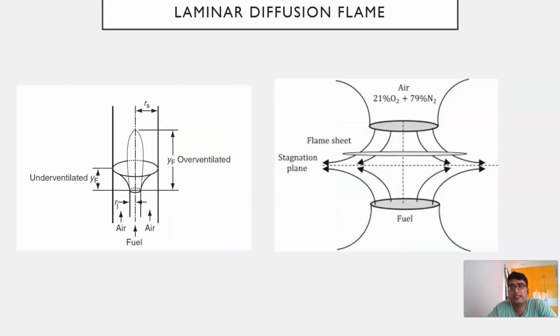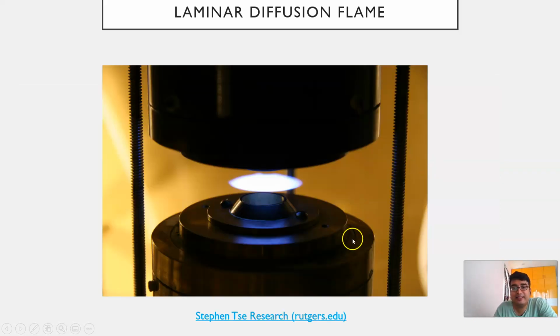Here I am showing you two examples. This is the over-ventilated case, and this is the under-ventilated case for a co-flow burner, and this is your fuel side, air side. As you can see, the stagnation plane, and this is your flat flame, a counter-flow flat diffusion flame. This is an example from a researcher who had given a picture of it on his website. This is the air nozzle, and this is your fuel nozzle, and you see this beautiful plane diffusion flame being produced in the middle. Looking very nice.